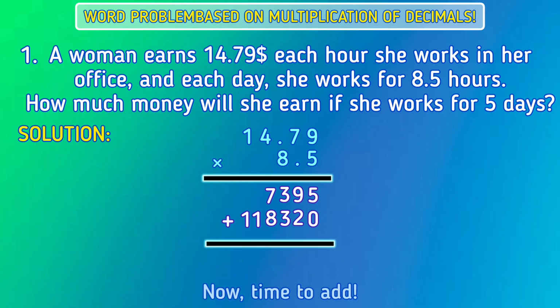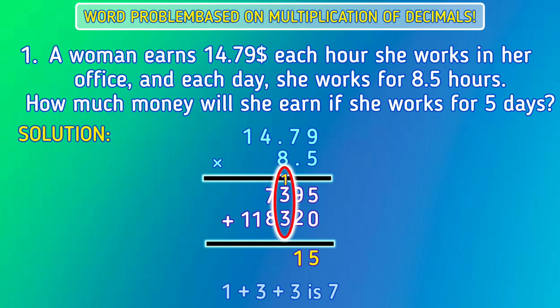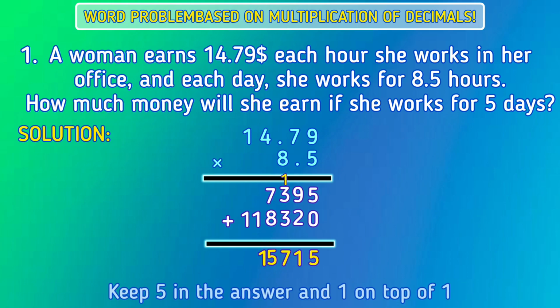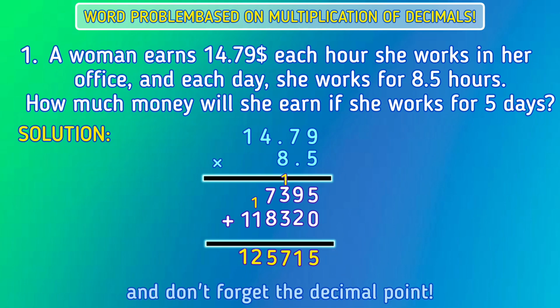Now it's time to add. 5 plus 0 is 5. 9 plus 2 is 11. Keep 1 and the other one on top of 3. 1 plus 3 plus 3 is 7. 7 plus 8 is 15. Keep 5 in the answer and 1 on top of 1. 1 plus 1 is 2. And finally, 1 plus nothing is 1. And there, the answer is 125,715. And don't forget the decimal point.